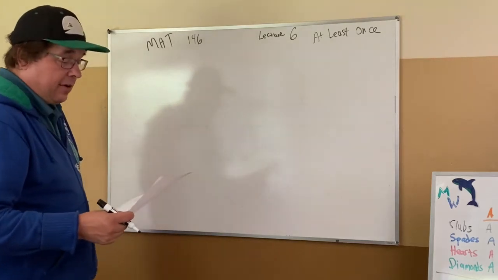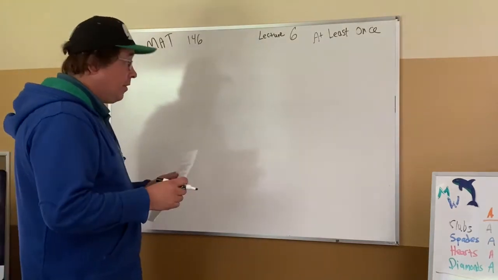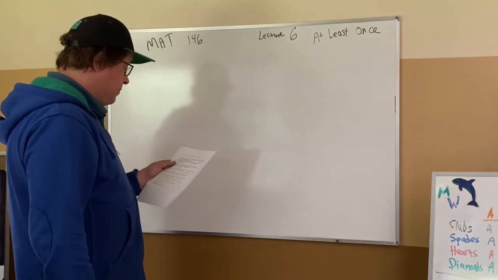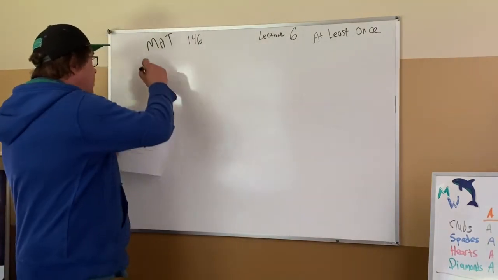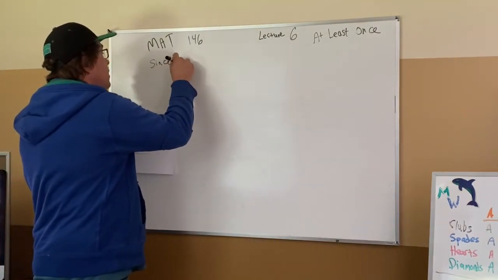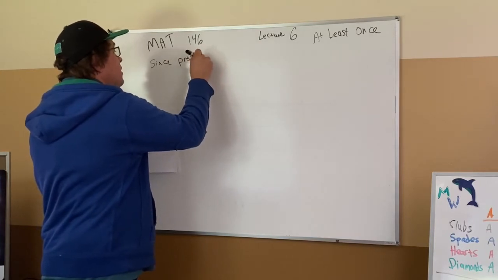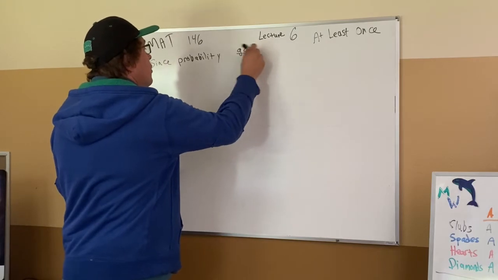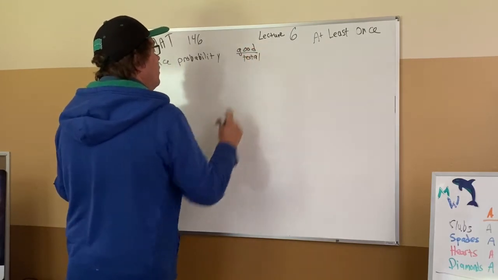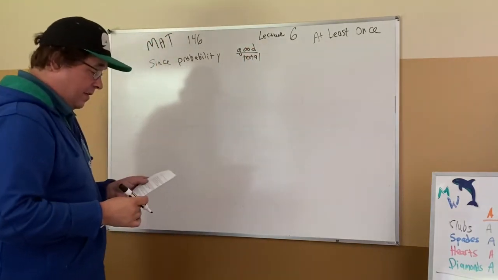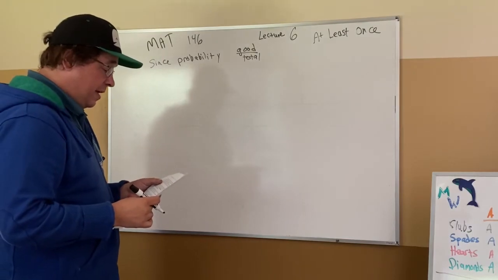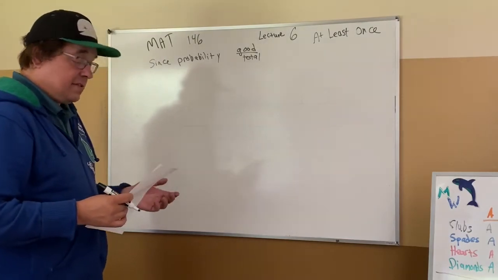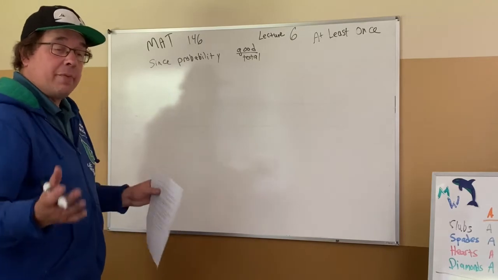I want to take a look at a lotto ticket and some of the things we have, and then we'll get into this concept of at least once. Since a probability is a fraction of good, or success, over total, we can look at the lottery ticket this way, where you must buy a ticket, you pick 6 numbers from 1 to 40, and they can show up in any order.